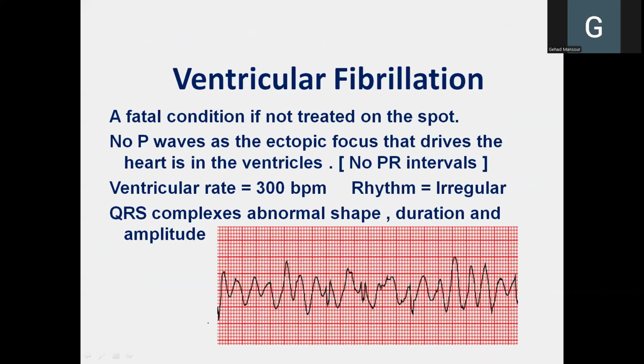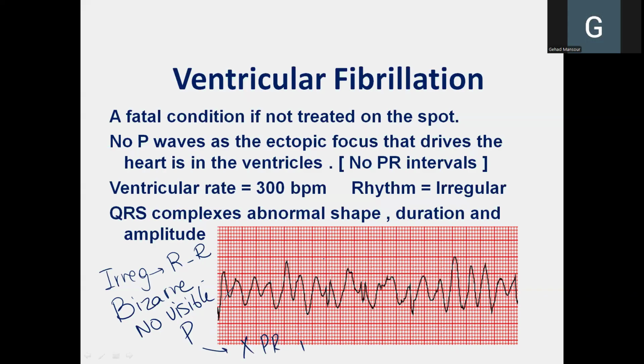Of course, ventricular fibrillation is obvious because this is, first of all, an irregular rhythm. Why is it an irregular rhythm? Because we have unequal RR intervals or irregular RR intervals. There are no normal QRS complexes. They are bizarre shaped QRS complexes. There are no visible P waves, of course, and therefore there are no PR intervals. You cannot see, for example, a T wave, and it is a very rapid rate.